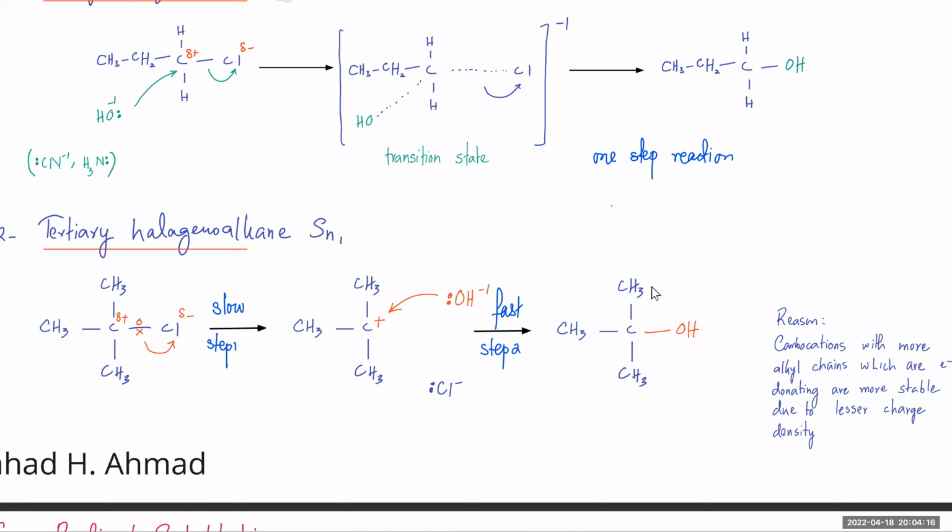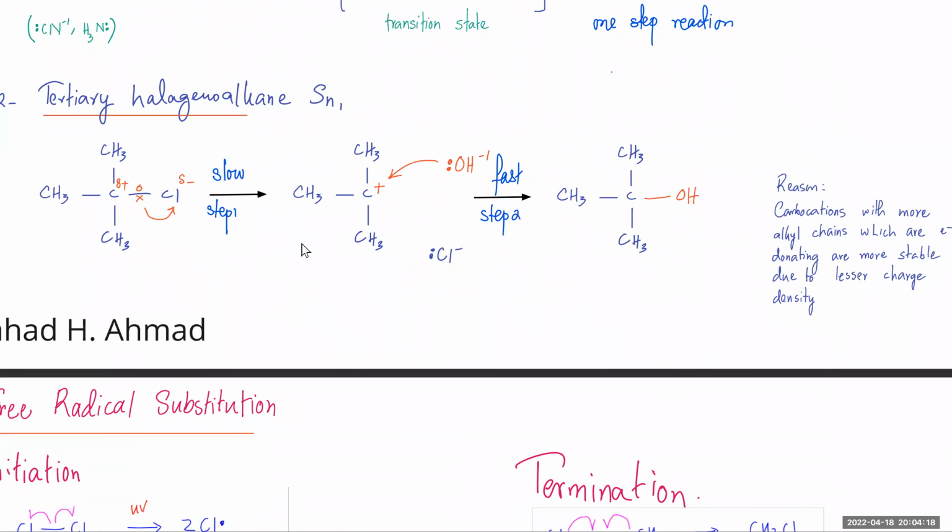What they mean by this is that tertiary carbocations are more stable. Why? Because carbocations with more alkyl chains, which are electron donating, are more stable due to lesser charge density, because there are so many electrons around it. The carbon has a very small positive charge, which is why the Cl is able to leave and take away the electrons that easily, because the carbocation has a very low charge density from being surrounded by very large groups.